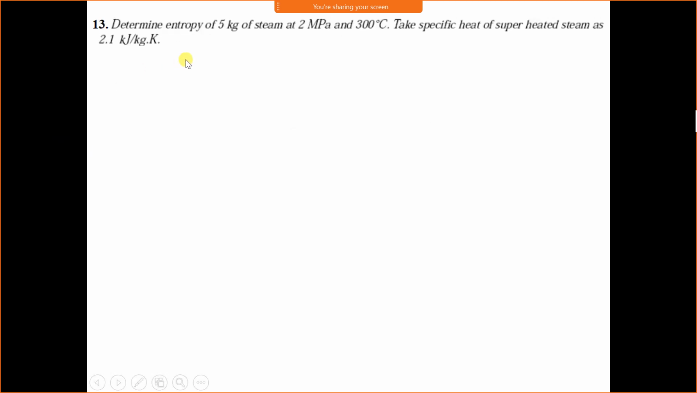Next, determine the entropy of 5 kg of steam at 2 megapascal and 300 degrees Celsius. 2 megapascal means 20 bar. Take specific heat of superheated steam as 2.1. Listen, in this problem it is directly mentioned that steam is superheated. Pressure is 20 bar, temperature is 300 degrees Celsius, and the amount of steam is 5 kg, and we have to determine the entropy of the steam.